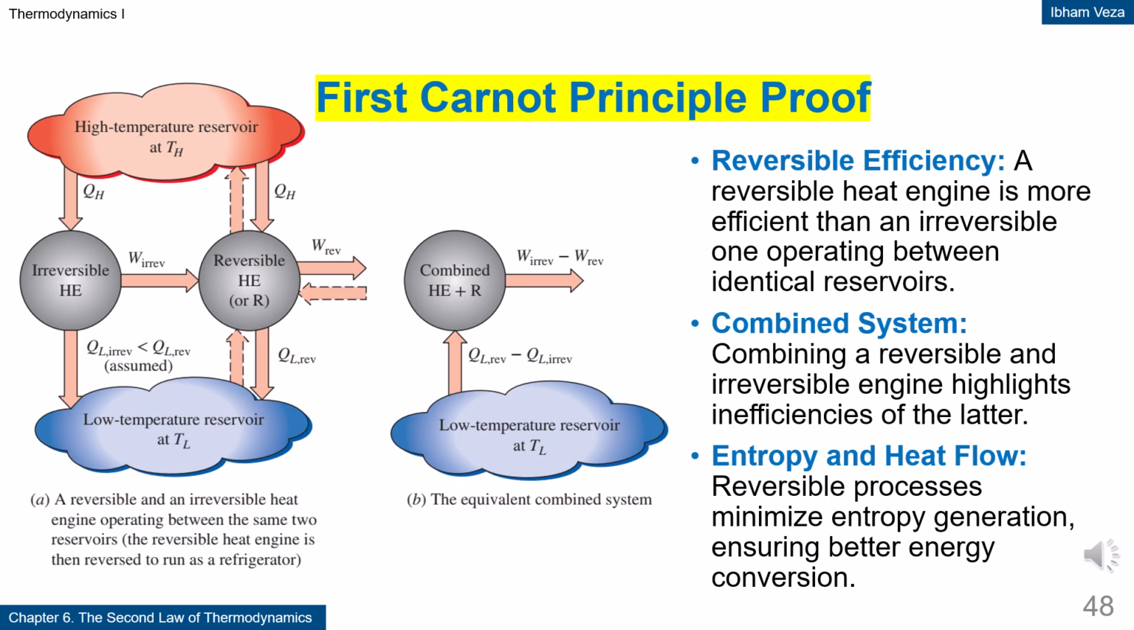First Carnot principle proof. By combining a reversible and an irreversible engine, it can be shown that the irreversible engine cannot be more efficient. If it were, the second law would be violated. This analysis shows that reversibility is the ideal maximum condition. Any source of irreversibility will reduce performance. This is a conceptual proof, not just an assumed statement.